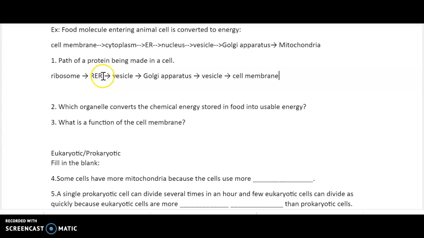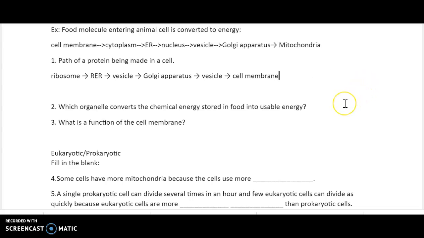Okay, it goes into the rough ER where it is processed and bent into shape. And then it pinches off at the end of the rough ER in a vesicle. It's picked up by the Golgi. The Golgi is going to modify it further. It's going to sort, decide where it needs to go, package it in another vesicle, and then ship it off where it needs to go. If it's an excretory protein, that'll be to the cell membrane to be excreted outside the cell.